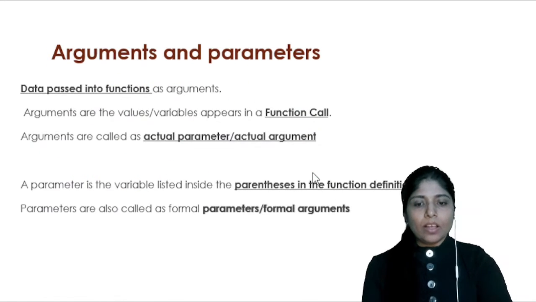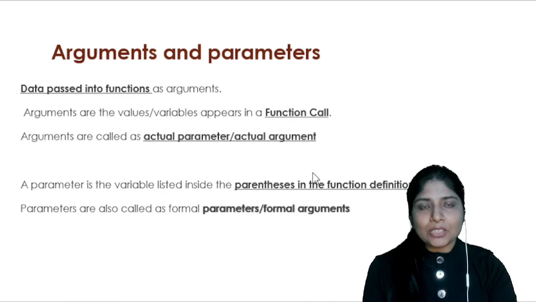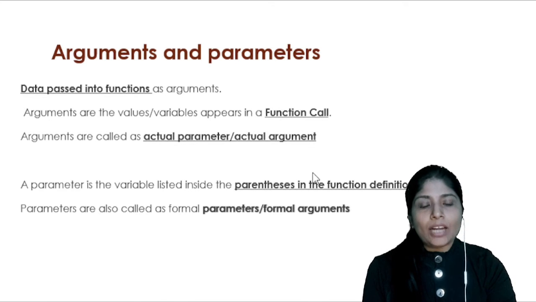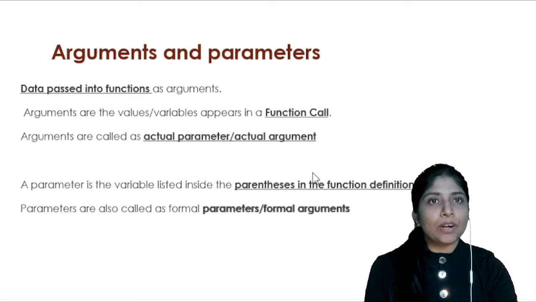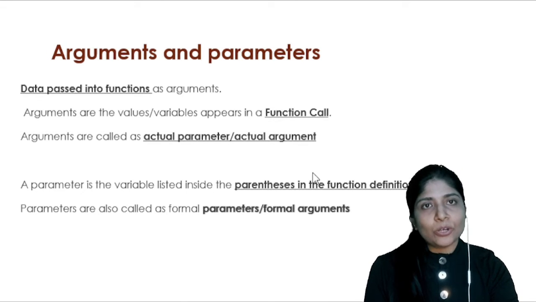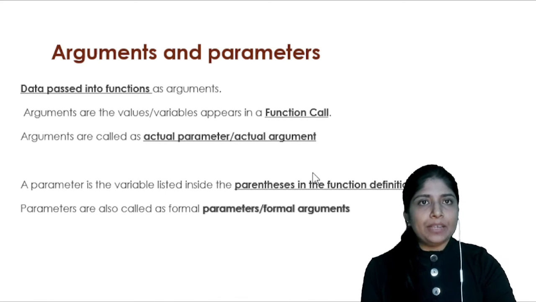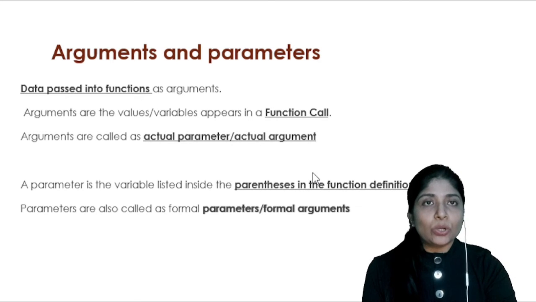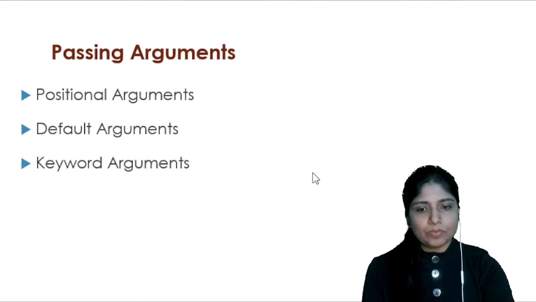Arguments and parameters. Data passed to functions are called arguments. So arguments are the values or variables that appear in a function call. They are also called actual arguments and actual parameters. Parameters are the variables which appear in a function definition. They are also called formal parameters and formal arguments.